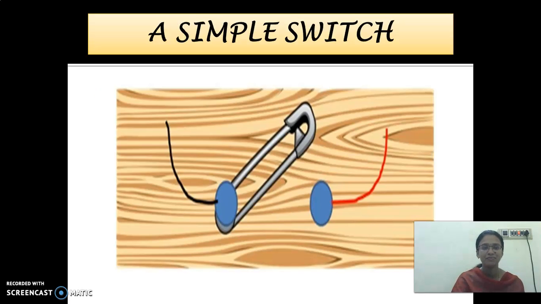Clear, children? Next. How to make a simple switch? Note it down. Clear, children? You can use a thermocol or the thick binding covers of any old books or notes.